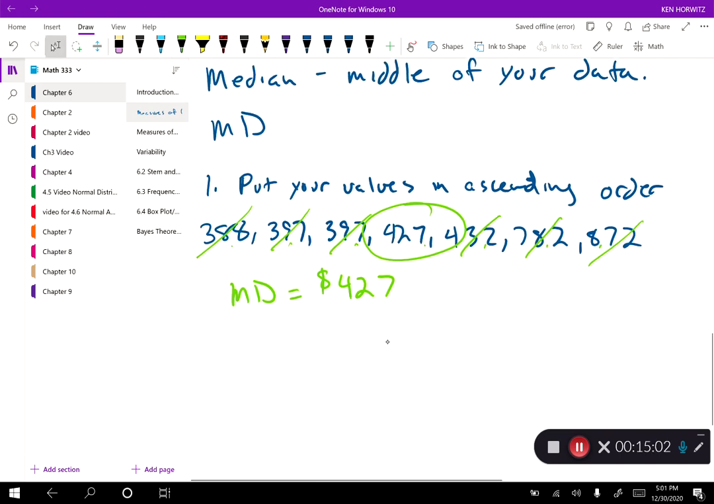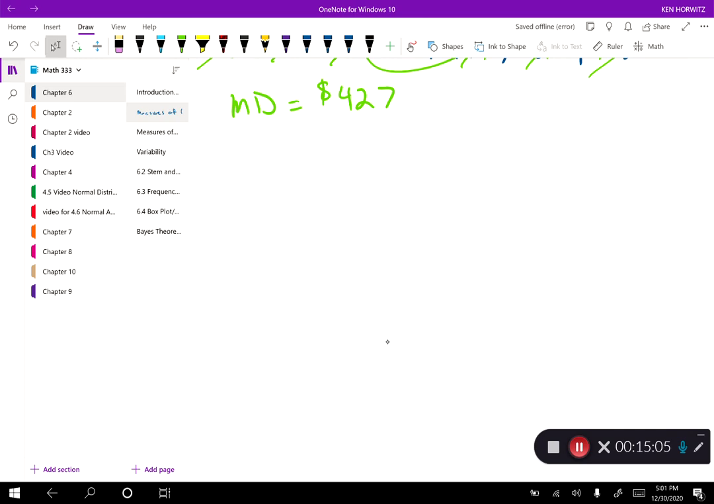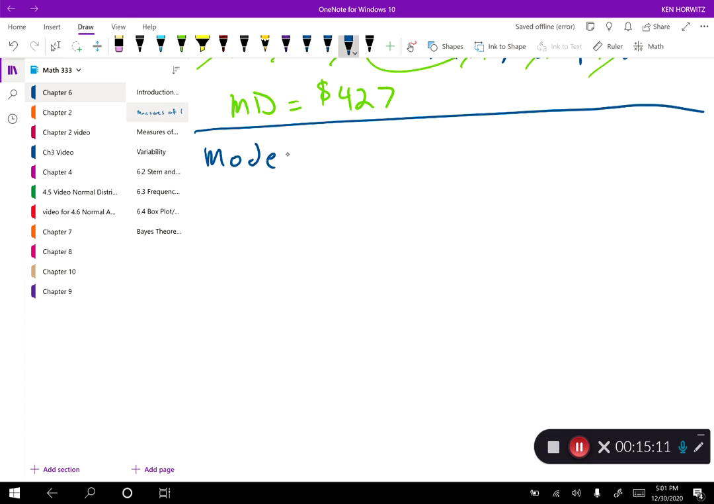All right, so the last measure of central tendency is called the mode. Let's talk about the mode for a second. The mode is the data value that occurs most often.